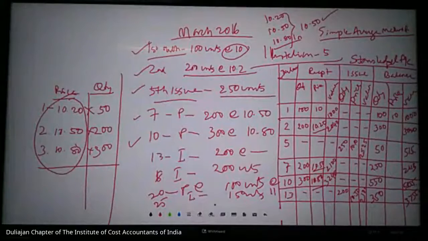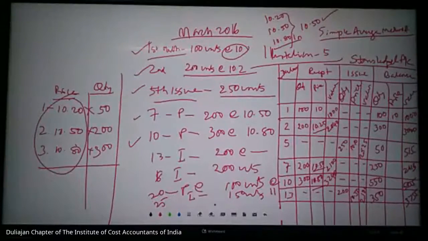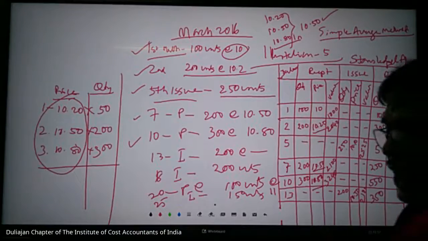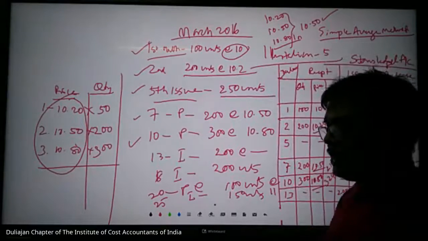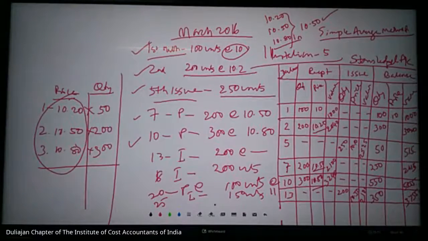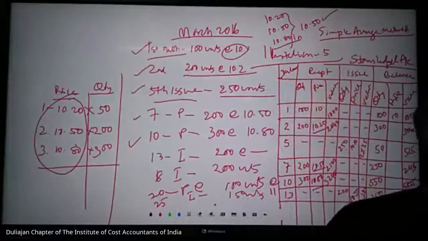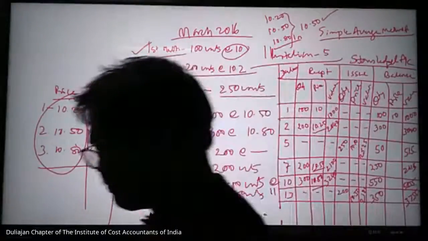Everybody understood? Please tell me if you understand. Yes, sir. Yes, sir. That's how you have to use your common sense. Then it will be very simple. Same way you can continue on March 18, 2025. You can see the working note. It is explained in your books how to proceed. I have just given you the way how to do the problem.